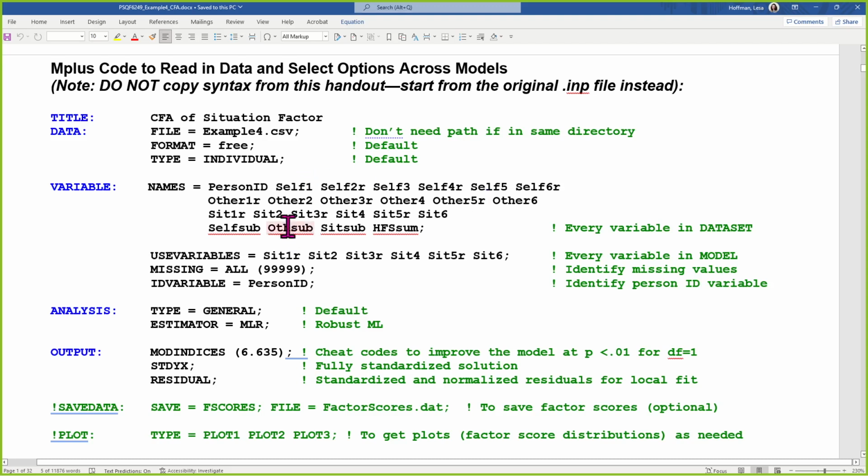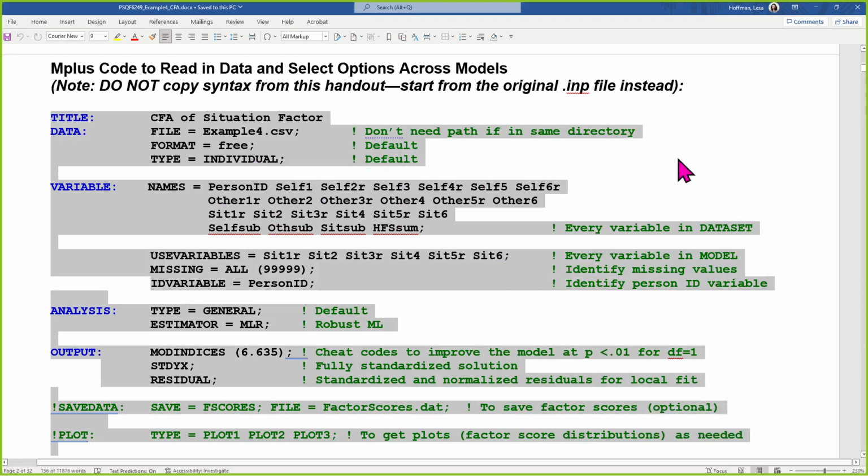So all of the models that we're going to look at have this part here as a common entry point. For each syntax file for Mplus, you have to tell it where your data are, what they are, what variables you're going to use, what estimation options you want, and then you specify what your model looks like. So for every single model in this handout, this part would come first. I'm just not going to repeat it every single time because it would be redundant.